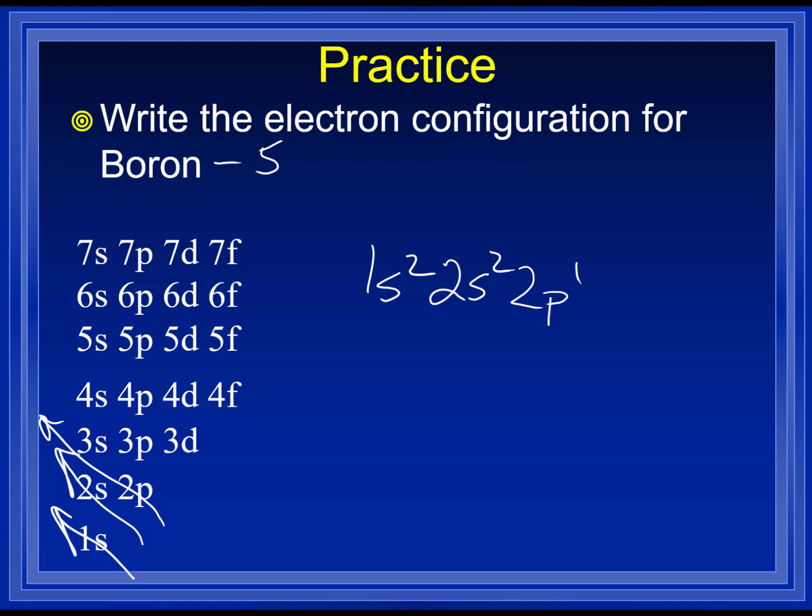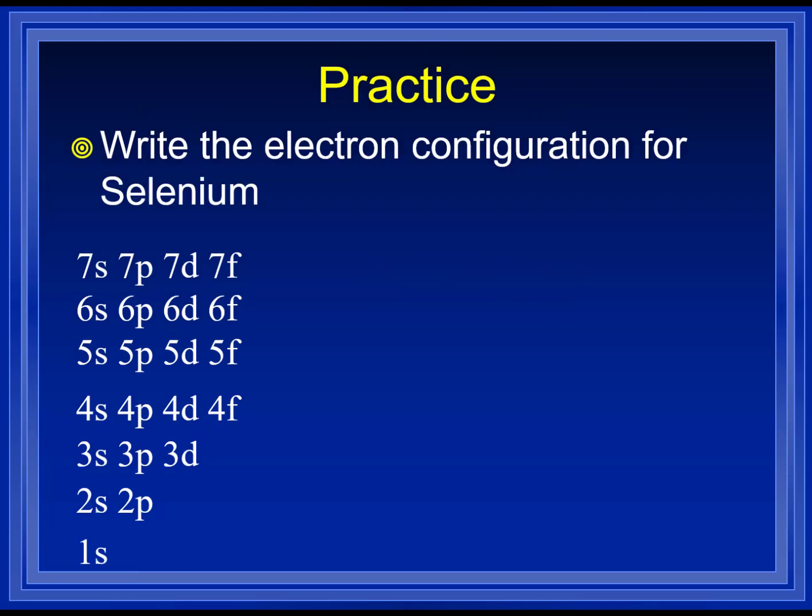We would have got the same answer if we'd used the diagram. Look at the diagram. You've done 1s, you would have done 2s, and you would put 1 line in the 2p column. Right? So it's the same stuff. Just different ways of representing the same information. Let's try selenium. Selenium, number 34.